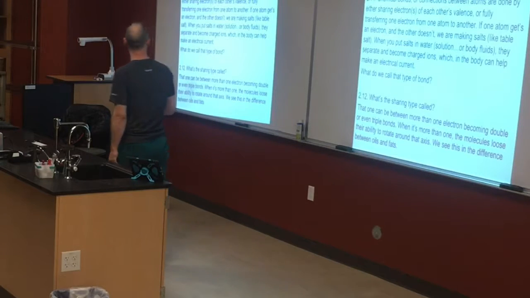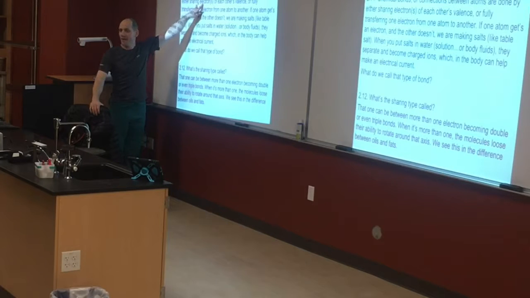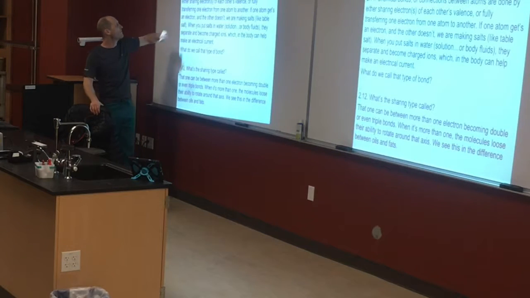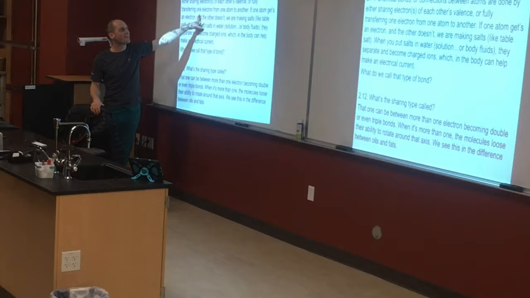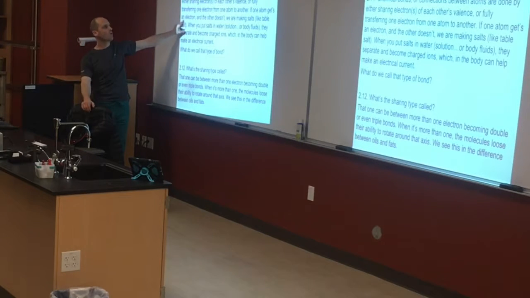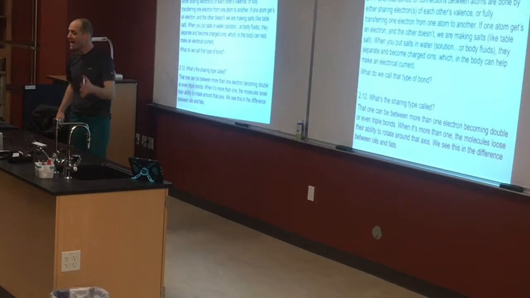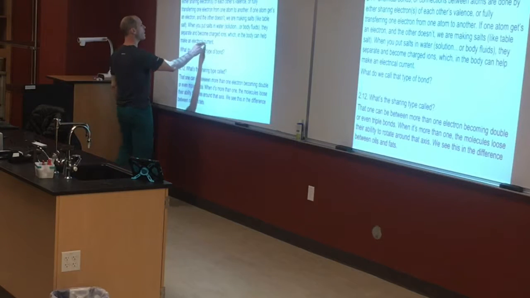Chemical bonds or connections between atoms are done either by sharing the electrons of the valence or by fully transferring one electron from one atom to another atom. If one atom gets an electron and the other one doesn't, we are making salts, like table salt, for example. That's one type of bond. When we put salts into water, into a solution, they separate and become charged atoms. And charged atoms we call ions.